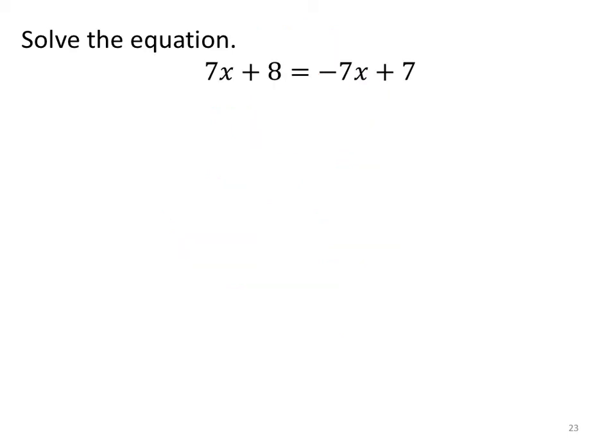So here's the next one. 7x plus 8 equals negative 7x plus 7. So the process is the same. I should be looking for distribution first and combining like terms, but there is nothing to combine for like terms on either side of this equal sign. They're on different sides. So I need to apply the principles of equality to manipulate this until the x's are where I want them and then the numbers are where I want them.